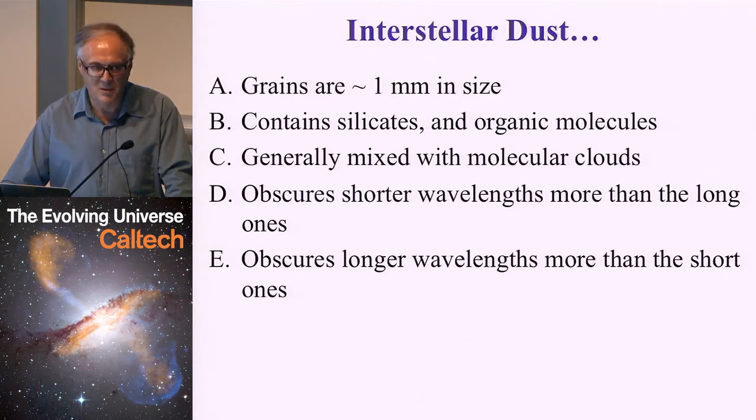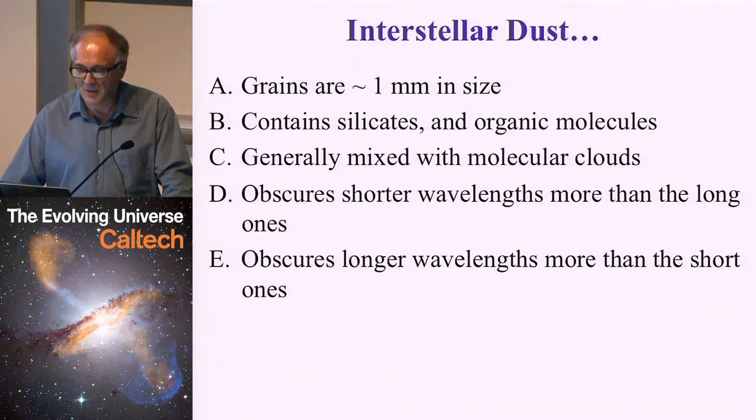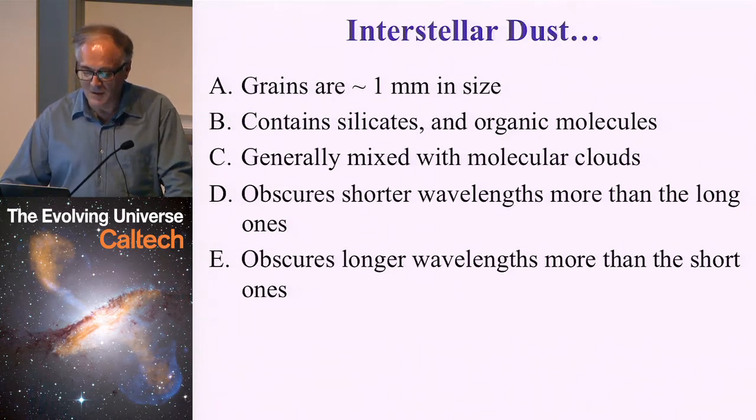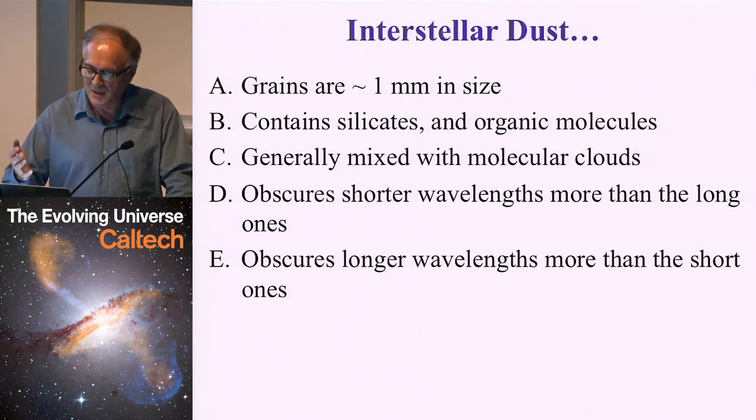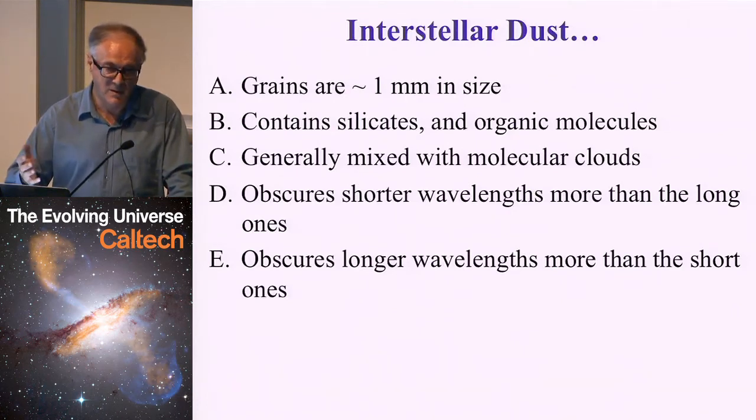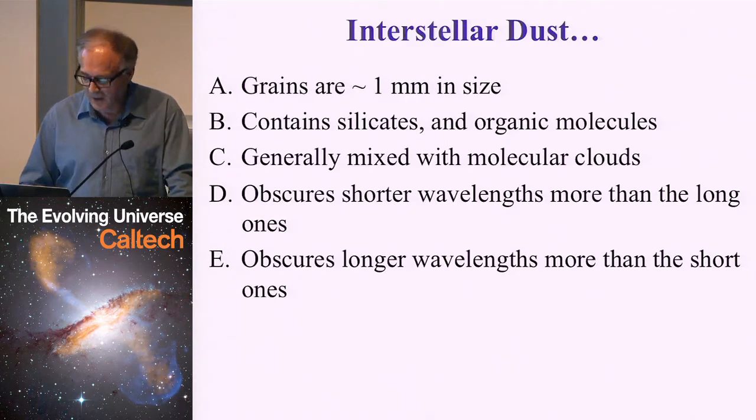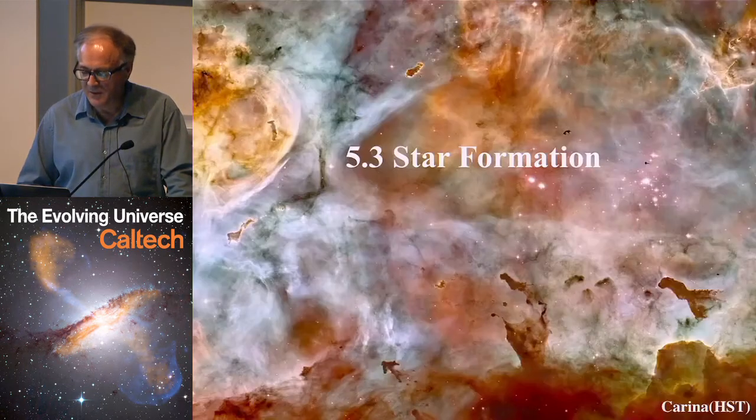The sizes are more like 0.1 millimeter or smaller. And we just went through a long discussion why objects of a given size would actually absorb or reflect wavelengths that are smaller than their size. Now let's get into some more interesting stuff. Star formation.